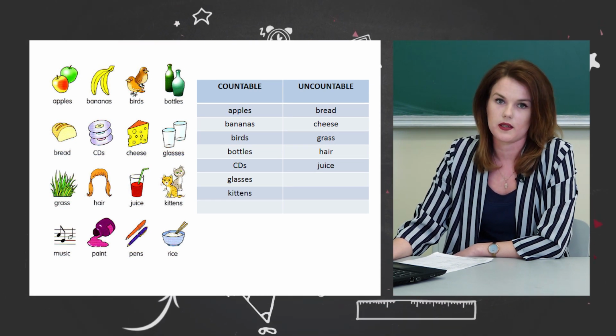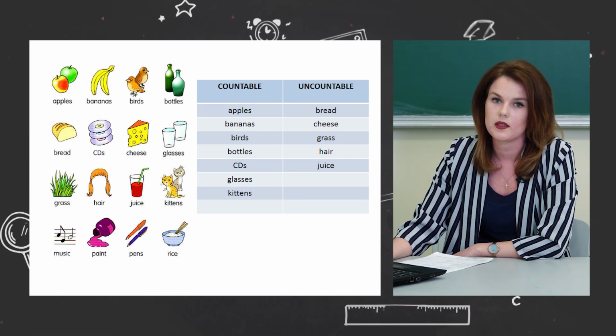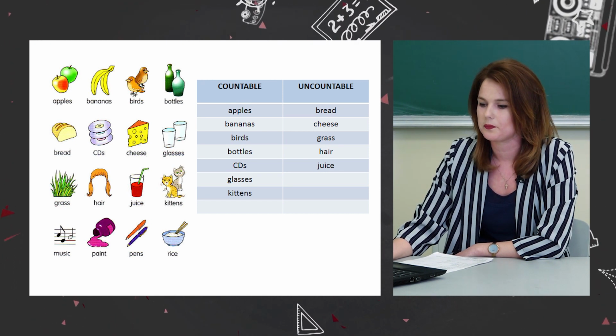Kittens. Pay attention to the ending s. Kitten, 1 kitten, 2 kittens, 3 kittens. Okay, kittens is countable noun.